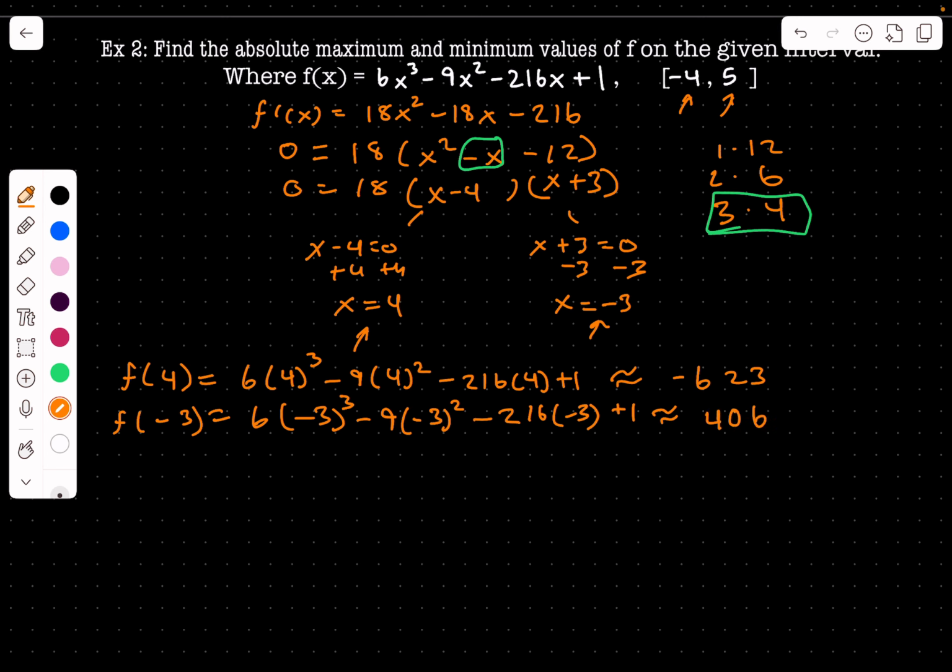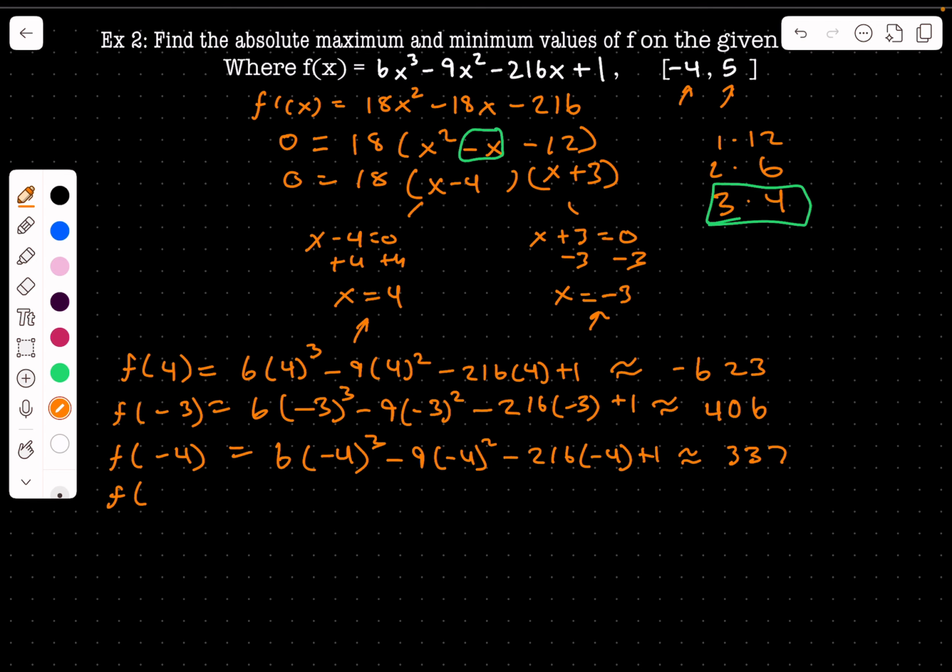And now let's do our endpoints. So we didn't get lucky where we had the same number and didn't have to do all 4. So now we have to do all 4. All right, let's do this. 6 times -4 to the third power minus 9 times -4 to the second power minus 216 times -4 plus 1. This is going to give us 337. All right, last one.